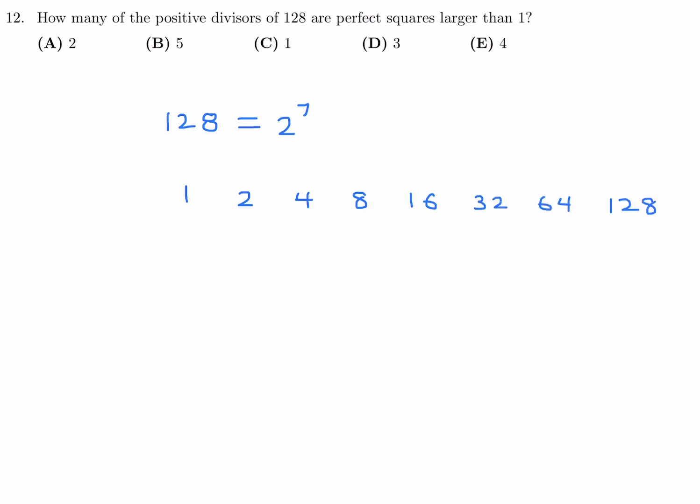Now, how many of these are perfect squares larger than 1? So not this one. This, and this. 4, 16, and 64 are perfect squares. And there's 3 of them. So number 12, the answer is 3, which is choice D.